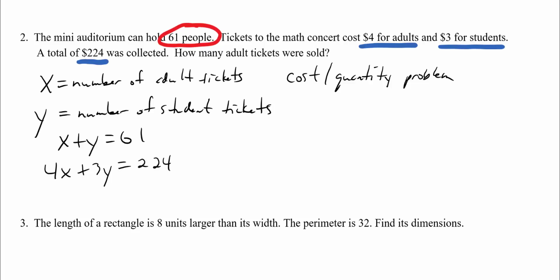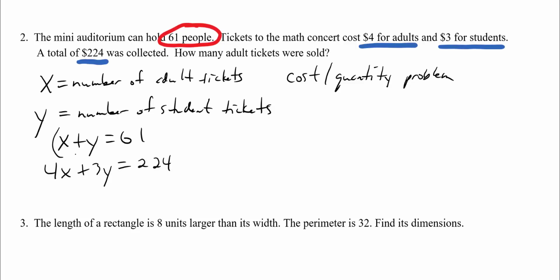Okay, so again, it's the quantity. It's always x plus y equals the number of people. And the cost is always the cost per ticket, like for the adults, times the number of adult tickets plus the cost for a student times the number of student tickets is equal to that total, which in this case was 224.